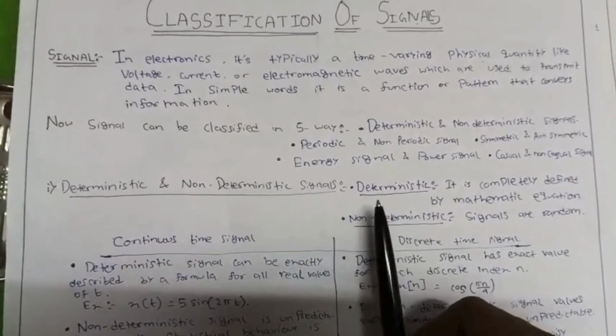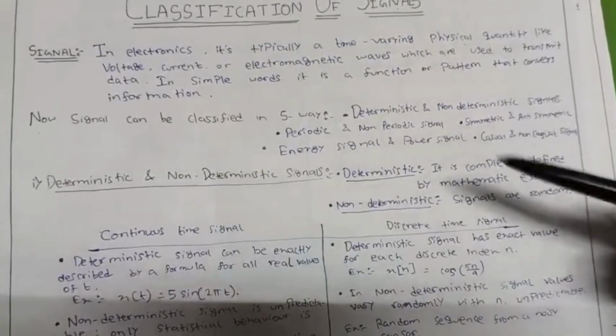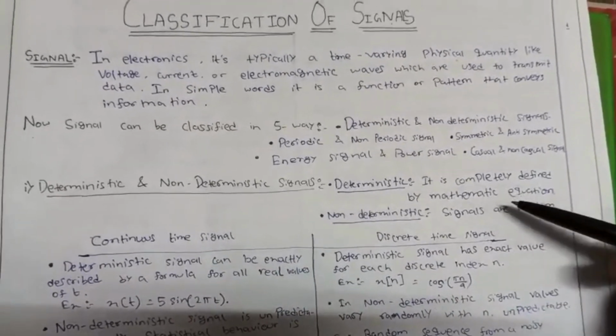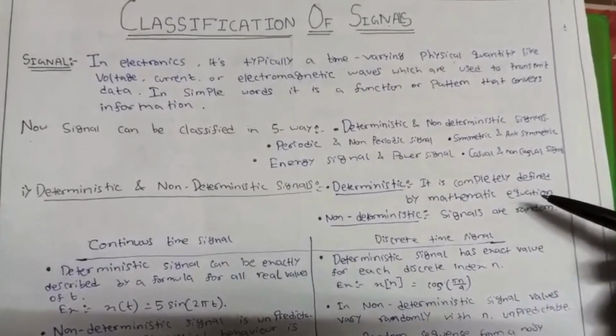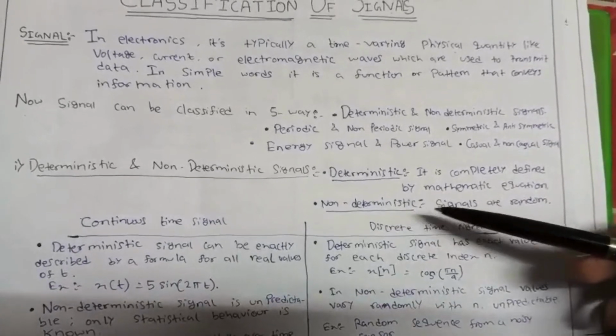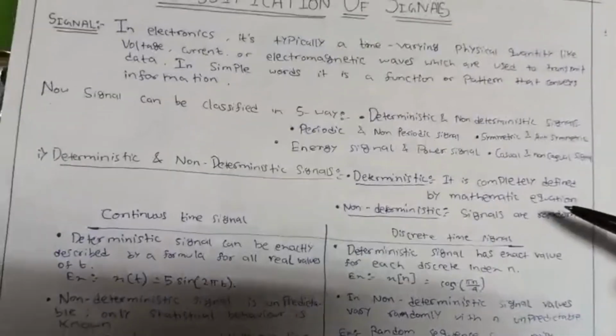We need to understand what deterministic and what non-deterministic are. Deterministic: it is completely defined by a mathematical equation. That means it is predictable. Non-deterministic: these signals are random. That means they are unpredictable.